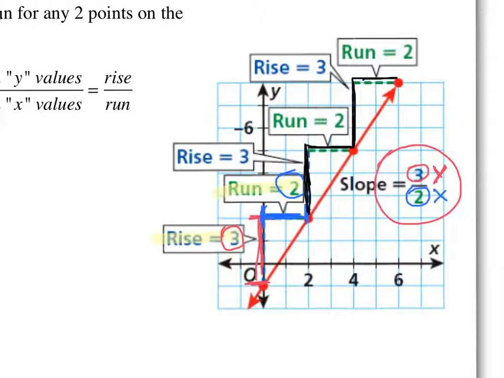You can find the triangles underneath the line too. It goes over 2 and up 3, and over 2 and up 3, and over 2 and up 3, which is basically the rise and run found on the underside of the line. But it is the exact same triangle.